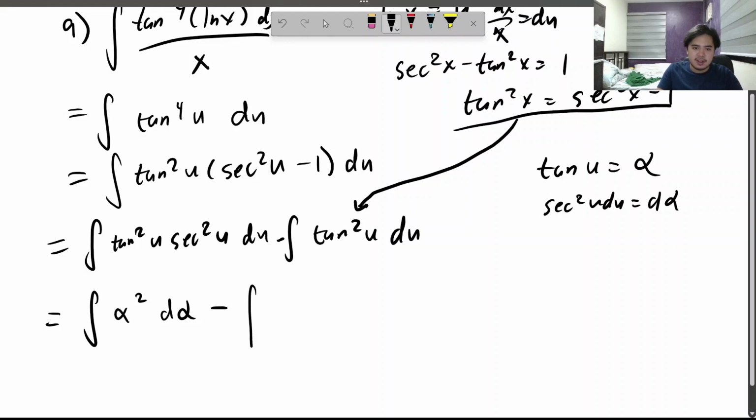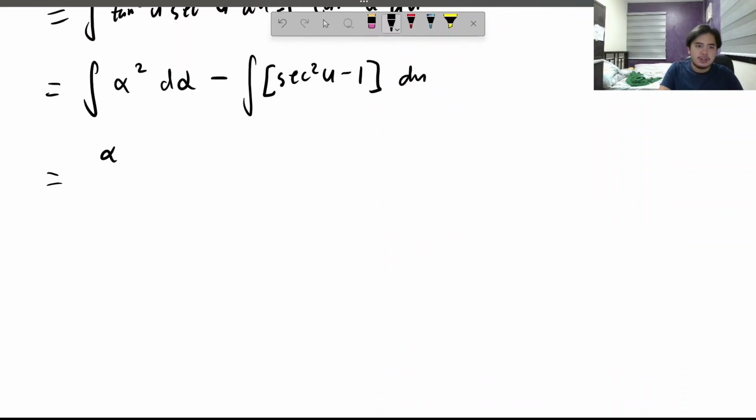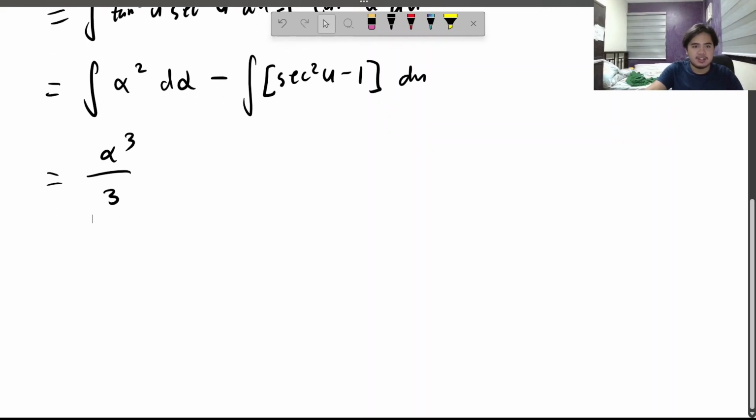Minus the integral of, let's put parentheses here, secant squared u minus 1 du. Alpha squared d alpha becomes alpha cubed over 3. Alright. For those of you who are wondering why it turned into alpha, it's because it's the letter I wanted to use. I just wanted to clear that up in case someone asks me why is it alpha. I always get that if I use confusing letters.